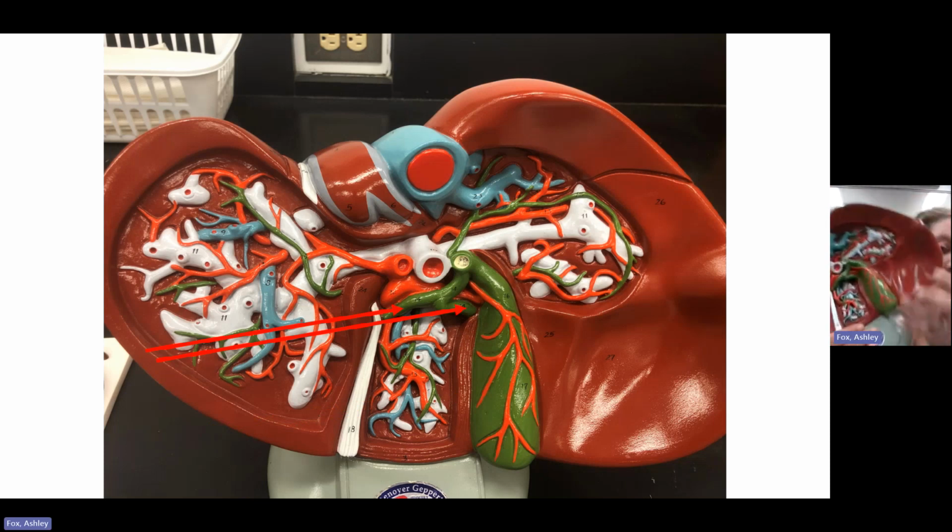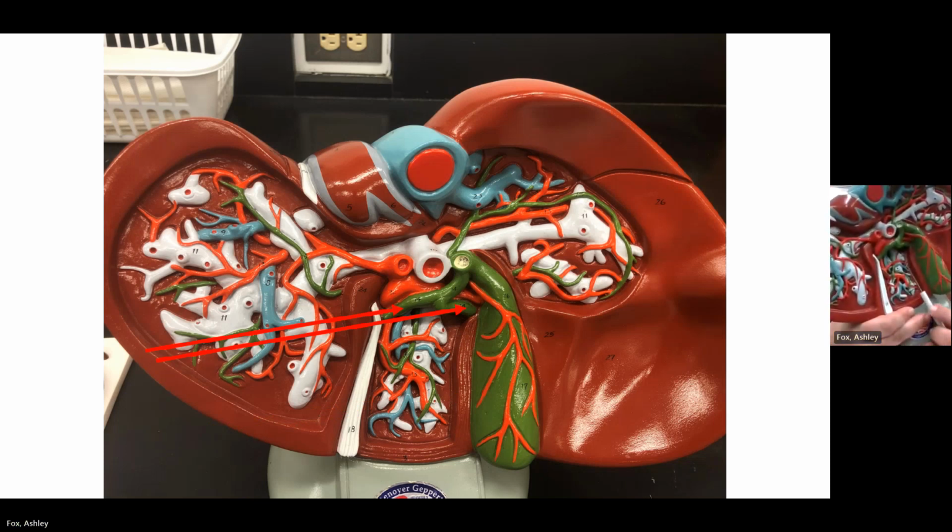Looking at these here, this section and this section right here, these are your hepatic ducts. So again, bile is being made by the liver and being transferred this way.